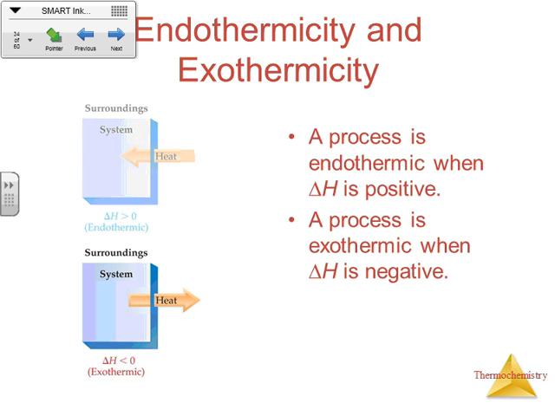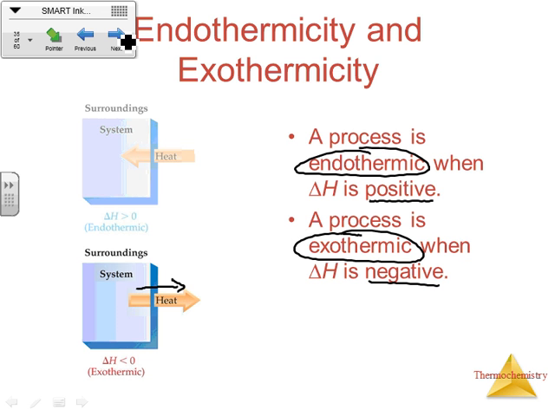And then, obviously, the reverse process is true. It's exothermic when delta H is negative. So when heat is flowing out of the system, that means H is now smaller than it was before for the system. So the change is negative, and that means it's exothermic. The heat is flowing out. So delta H positive equals endothermic. Delta H negative equals exothermic. You just need to keep that in mind, okay?